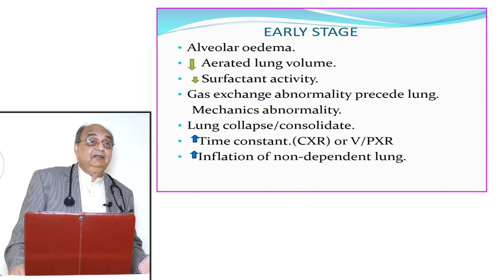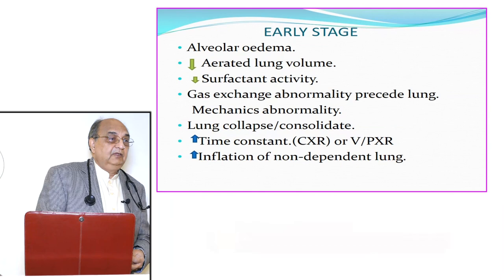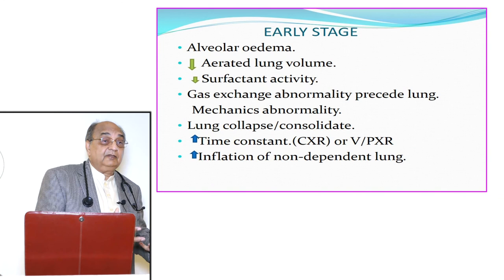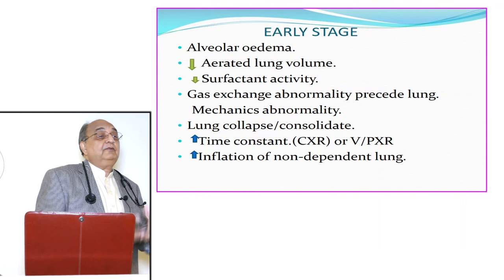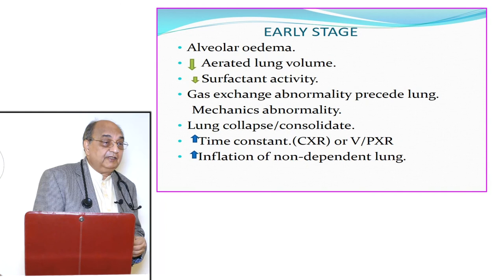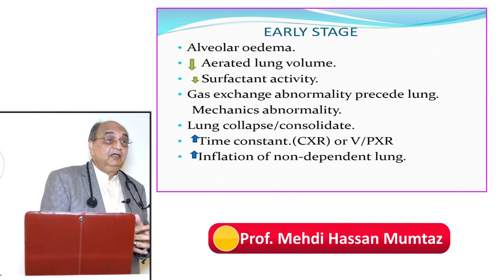Then there is increased inflation of the non-dependent lung. Because the fluid collects in the lower portion of the lung, the upper portion can accommodate more gas. So if you are ventilating such a patient, fewer gases will go into the lower part of the lung because there is edema, and more than normal will go into the upper part of the lung. This will disturb the ventilation perfusion ratio. There will be a dead space effect in the upper part of the lung and a shunting effect in the lower part, so the ventilation becomes ineffective. You will have to consider how to adjust the ventilation according to the ventilation perfusion of the lung.